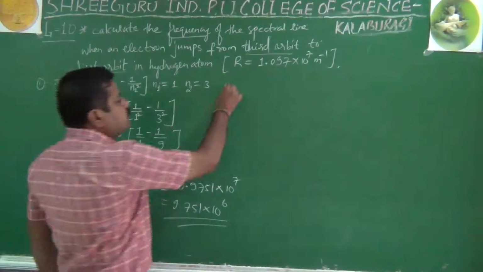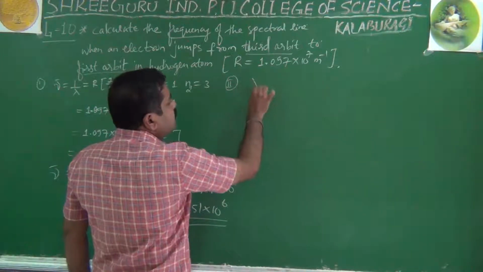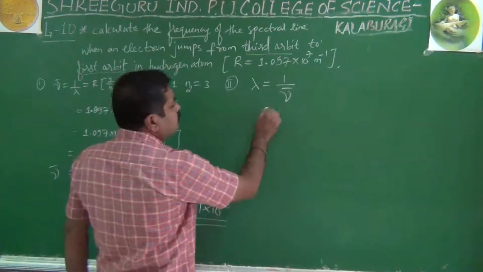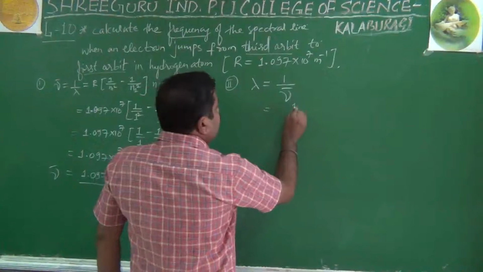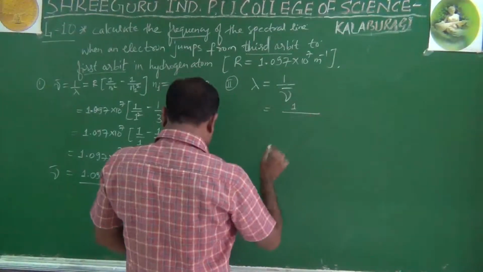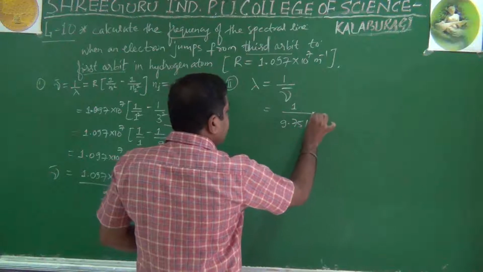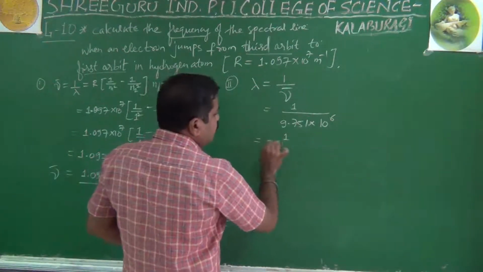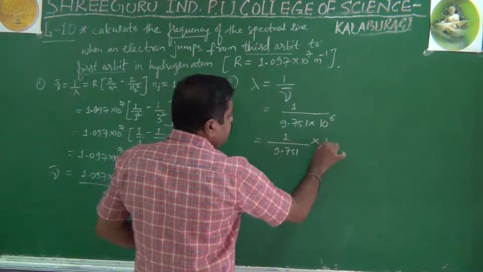Now, second step, what do we have to calculate? Wavelength. You know that lambda is the reciprocal of nu bar, right? So 1 by 9.751 into 10 to the power 6. So 1 divided by 9.751, into 10 to the power minus 6.